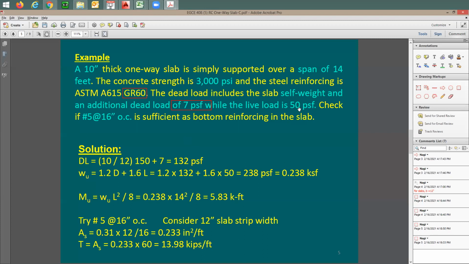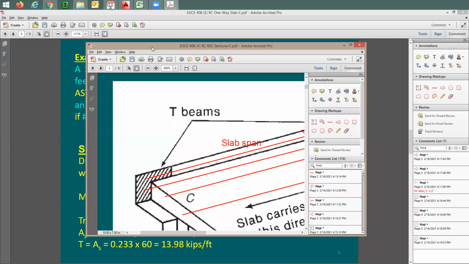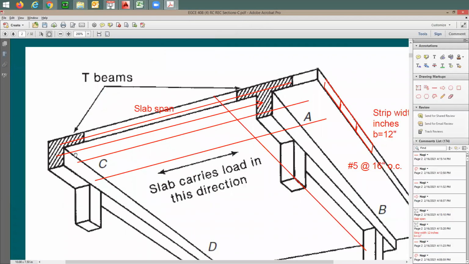So, given. Let's see here, check if number 5 at 16-inch on center is sufficient as bottom reinforcing in this slab. Why does it say bottom reinforcing? Look at this. This slab here, supposedly it is extended. So this is not like a short cantilever, just extended, but they stop it right here.